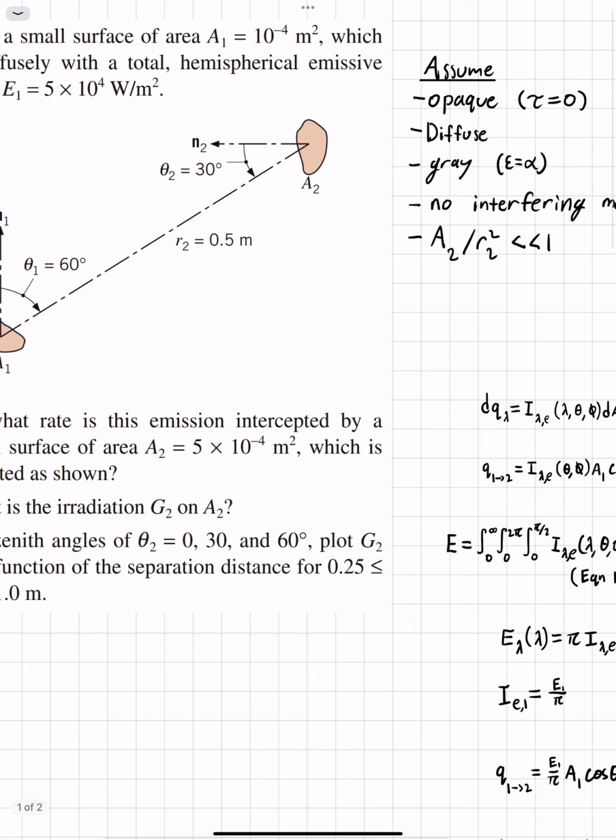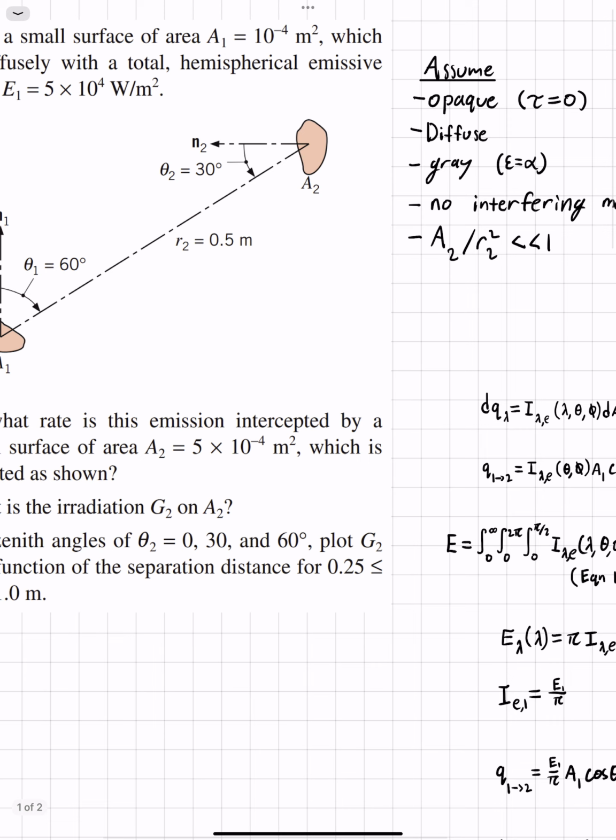So to begin our assumptions, we are assuming both surfaces are opaque, we are assuming that they are diffuse, we are assuming that they are gray, we are assuming that there's no interfering medium, and we are assuming that A2 over R2 squared is much less than 1.